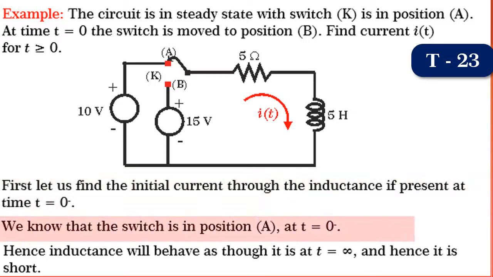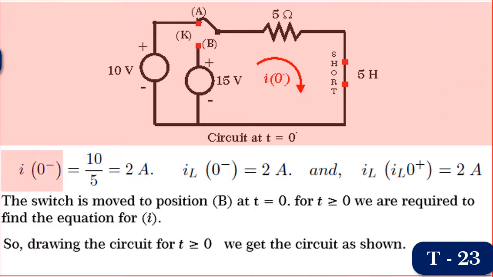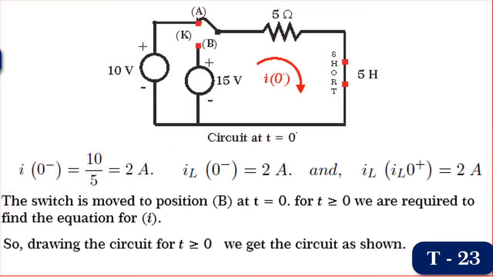We know that at t is equal to 0 minus, the switch K is in position A and the circuit is in steady state, meaning the switch is in position A for infinite time before changing over, and hence inductance will behave as though it is at t is equal to infinity and it is short. Therefore, I of 0 minus is equal to 10 divided by 5, which gives us 2 amperes. Hence, IL0 minus is equal to 2 amperes and IL0 plus also is equal to 2 amperes.